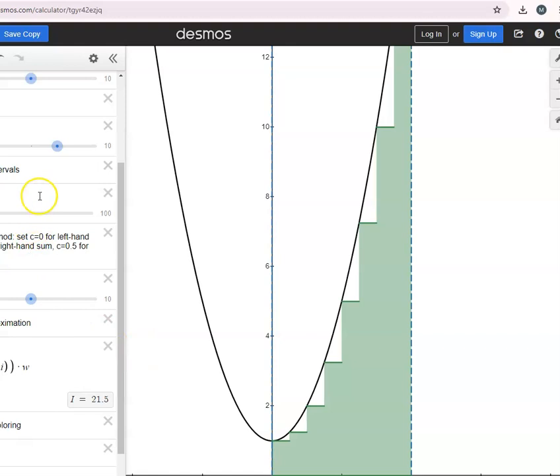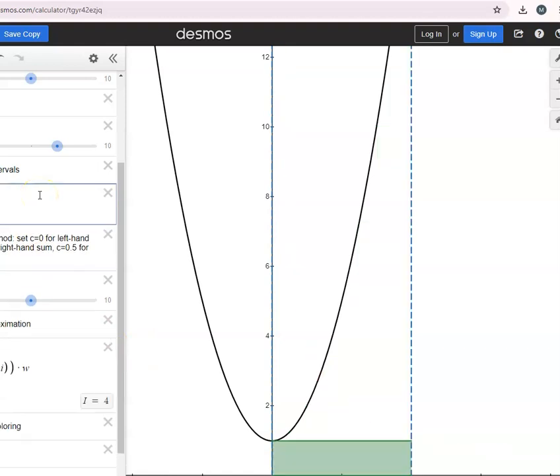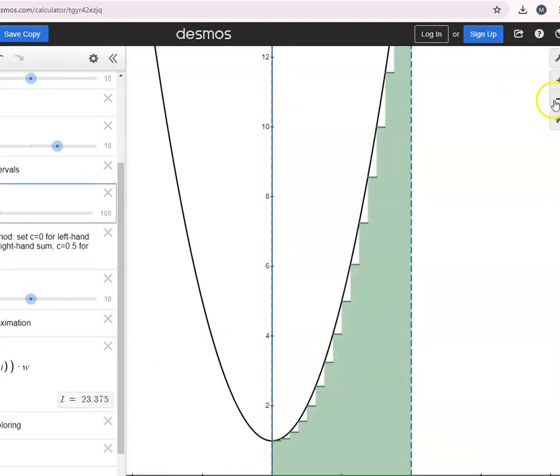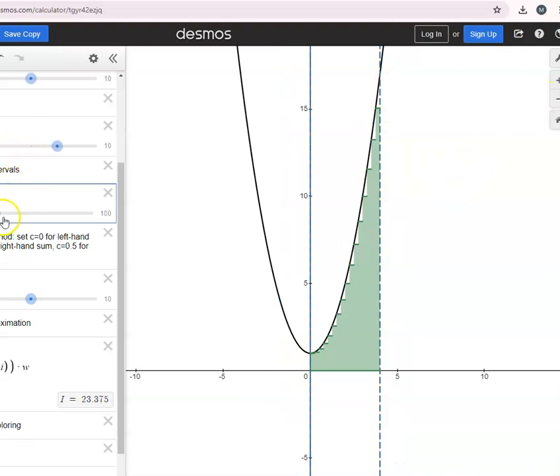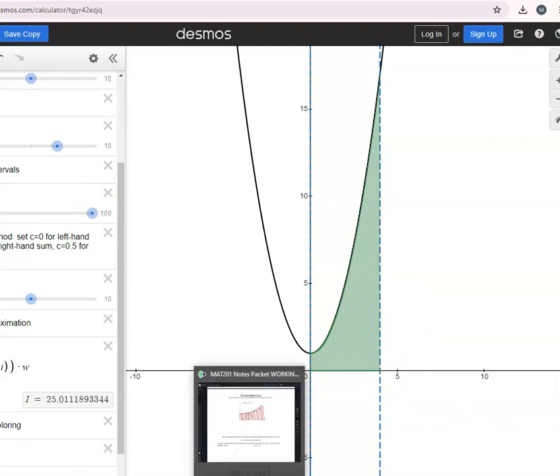Could we make this a little bit better? Well, let's try 16 rectangles. There we go. We get a little bit better approximation. And I can actually increase the number of rectangles all day long here. In fact, I could go all the way to infinity, and that would give me the exact area underneath the curve. Let's go back to the notes for a moment and look at the next example.